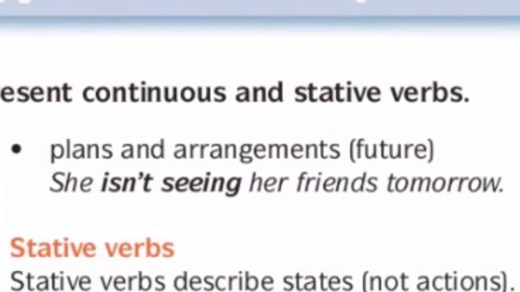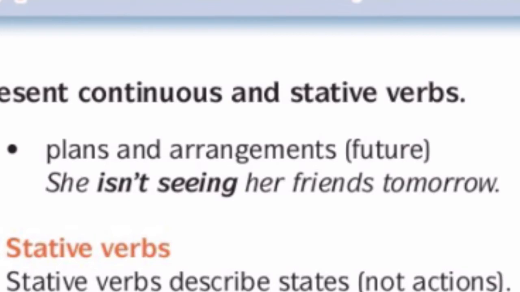For example, she isn't seeing her friends tomorrow. This means that she plans not to see her friends on the next day. Another example is I am seeing my doctor tomorrow. This means that my plan is to see my doctor the next day. Now we are done with the first two tenses.